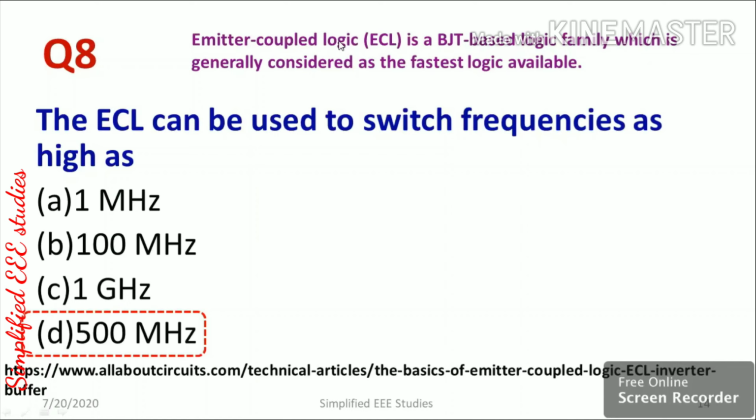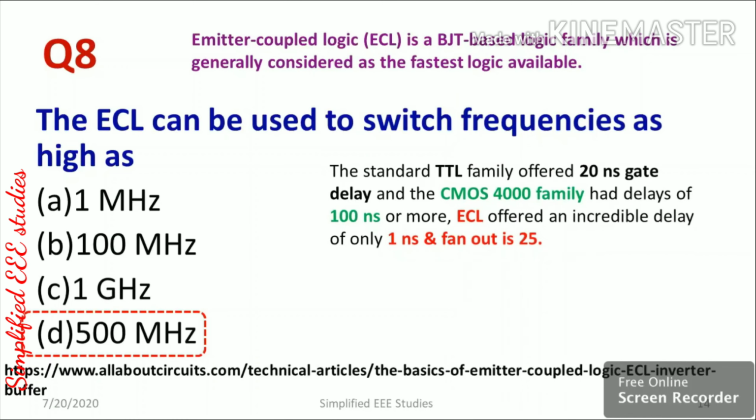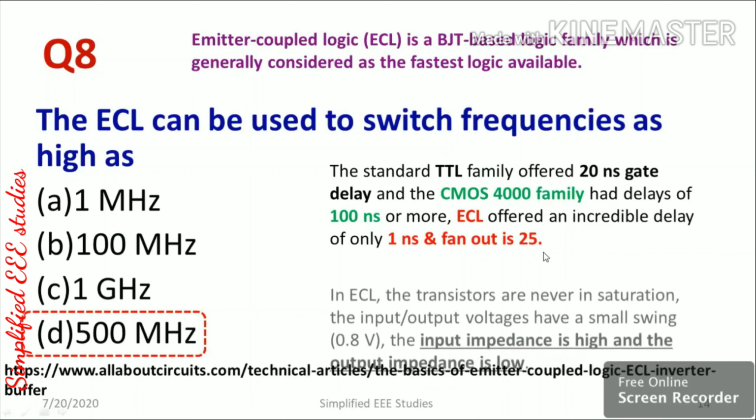There are different logic families available like TTL, CMOS, and many more. Regarding the performance, the standard TTL family offers a 20 nanosecond gate delay. Then the CMOS family maintains a delay of 100 nanoseconds. But in case of ECL, it offers an incredible delay of only 1 nanosecond. So that's a comparison between TTL, CMOS and ECL. Furthermore, the fan out of ECL is equal to 25. I'll be explaining fan out later on.